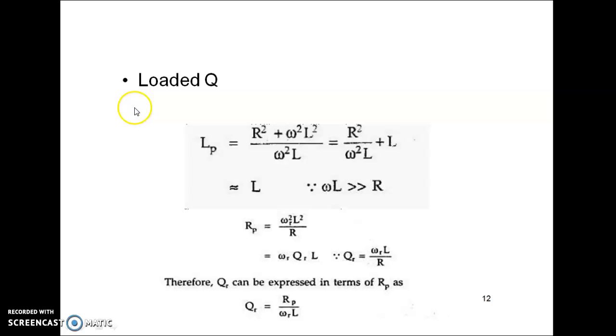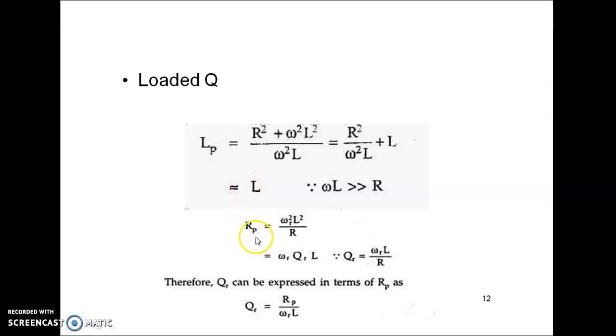Now we will see the loaded Q factor value. So LP is equal to (R square plus omega square L square) by omega square L. If your omega L is very much greater than R, then I can neglect the R square term and write it as omega square L square by omega square L, which is almost equivalent to L.